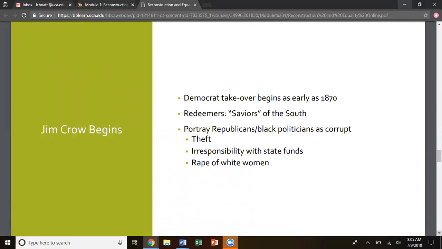These Redeemers will portray Black men as desperately eager to rape white women, and in so doing, they will create fear. Now, this is not true. If we look at the statistics, we can see that there is very rarely an instance of a Black man raping a white woman in the South at this time. In fact, it's much more likely to find a white man who rapes a Black woman in the South. But this is a version of propaganda, something that they're putting forth to create a perception, to create an idea. It's not based on fact, but based on agenda.